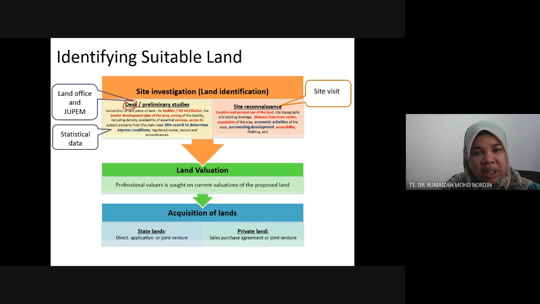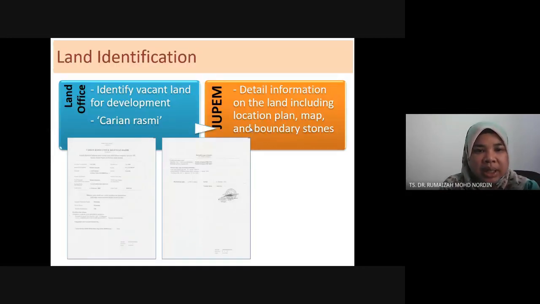we will have the process of land valuation and acquisition of the land. Alright, so this is an example of carian rasmi. You all have seen it, and in this carian rasmi there is no plan. So usually we need to go to JUPEM to get the location plan, map and so on. But for you all, I think I have given that to you as well.